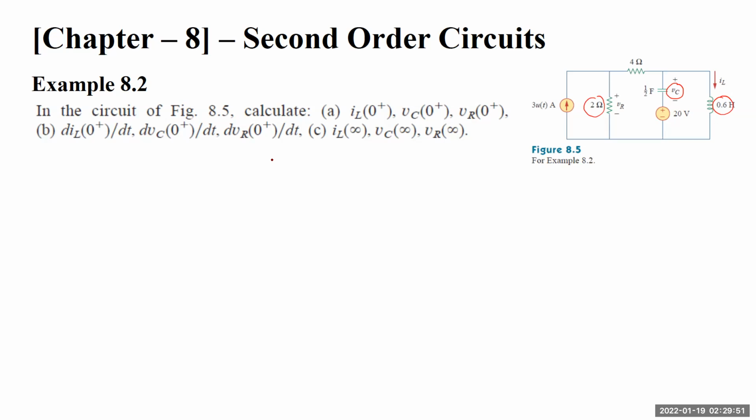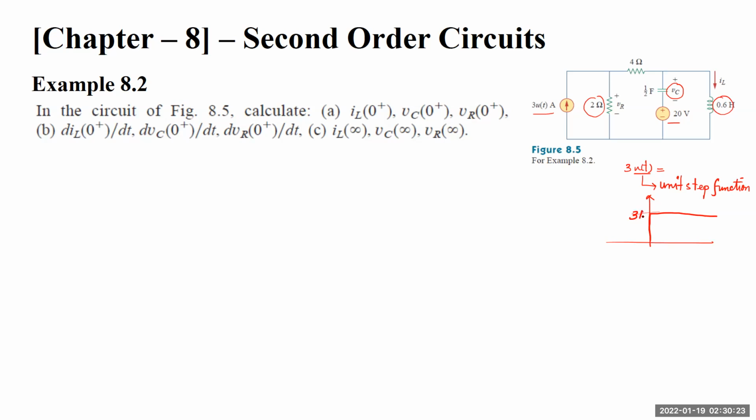Okay, so let's solve this. Again, we see that there are two sources, one a current source and one a voltage source. Remember, the current source waveform is 3 u of t. Here u of t is the unit step function, and this waveform will look something like this. If I have to draw this waveform, it will look something like this.